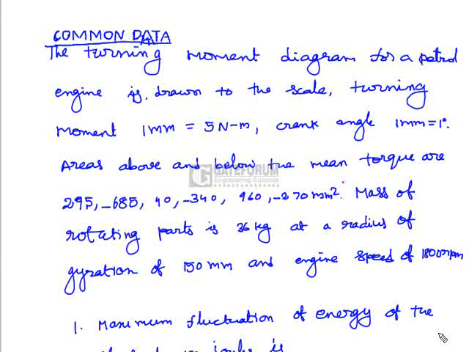Mass of rotating parts is 36 kg at a radius of gyration of 150 mm and engine speed of 1800 rpm. It is a common data question. It consists of two questions. The first question is: maximum fluctuation of energy of the flywheel in joules is. Maximum fluctuation is nothing but the difference between the maximum energy and minimum energy occurring in a cycle.